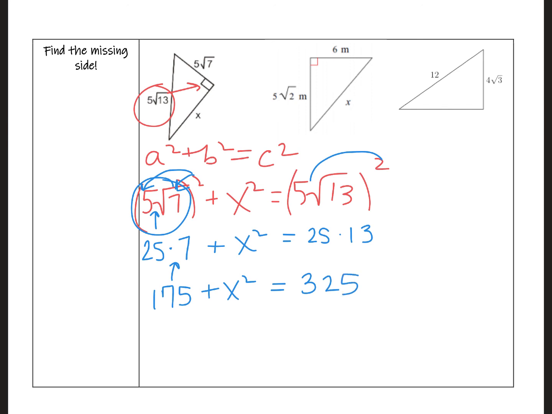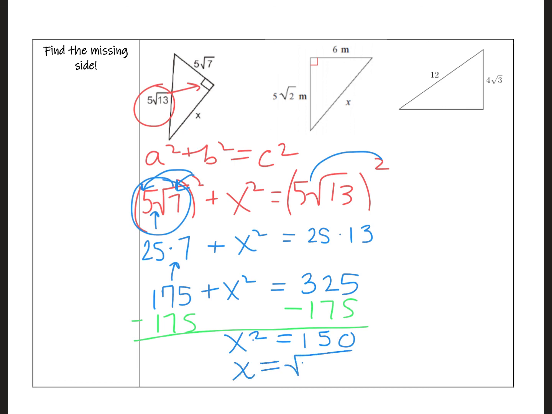All right, and then we're going to subtract 175 from both sides. And we have x squared equals 150. Take the square root of both sides, and x is the square root of 150. And what perfect square can go into 150? It's 25. So that gives me radical 25 times radical 6. And my final answer is 5 radical 6.